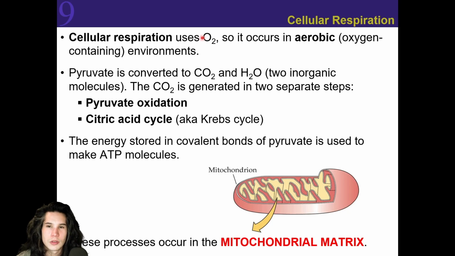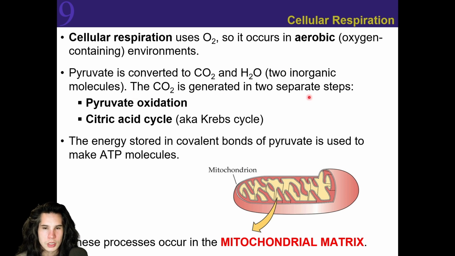Okay, so we're going to move on to aerobic cellular respiration, or the aerobic portion of cellular respiration. And it being aerobic implies that it uses O2, or oxygen, or must be in the presence of oxygen to progress. So the overall process of the aerobic part of cell respiration is that pyruvate will eventually be converted into CO2 and H2O.